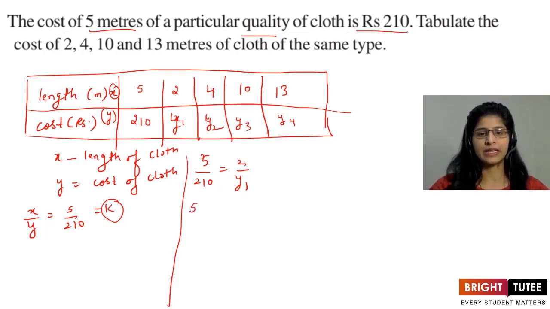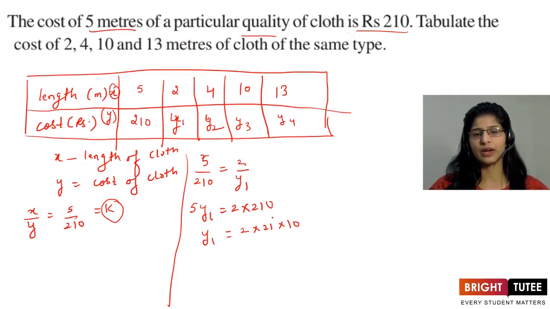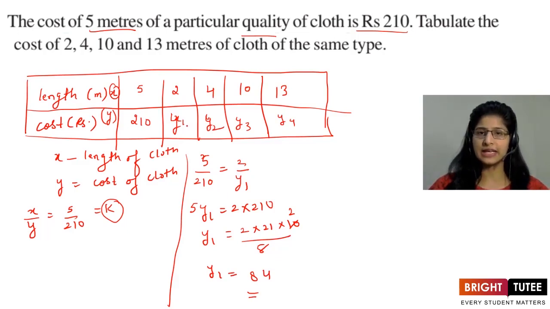Now cross multiplying it, 5y1 is equal to 2 into 210. So y1 is equal to 2 into 210 upon 5. 210 can be written as 5 into 42. So 2 fives are 10, and 4 twos are 8, we get 84. So the cost for 2 meters of the cloth is 84. Definitely when the length is less, the cost will also be less. Now similarly we have to find for all.